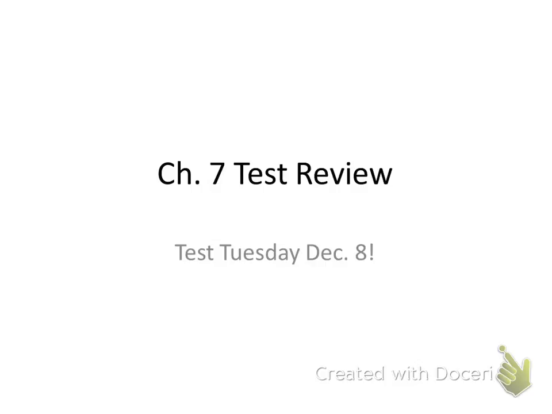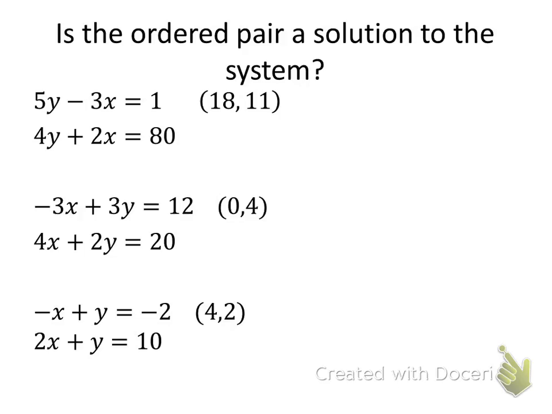Okay, so the first three problems say, is the ordered pair a solution to the system? So you're going to take this ordered pair, 18, 11, and we know that 18 represents x and 11 represents y, and we're going to plug it into each one and say, yes, it is a solution, or no, it's not. In order for the entire answer to be yes, it has to be yes to both equations. In order for it to be no, it just has to be no to one of them, not both.